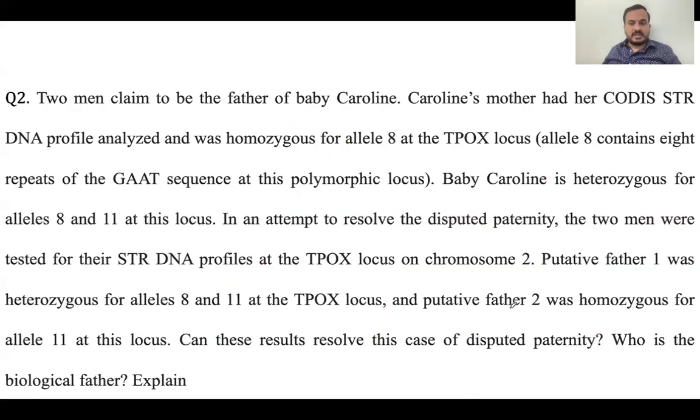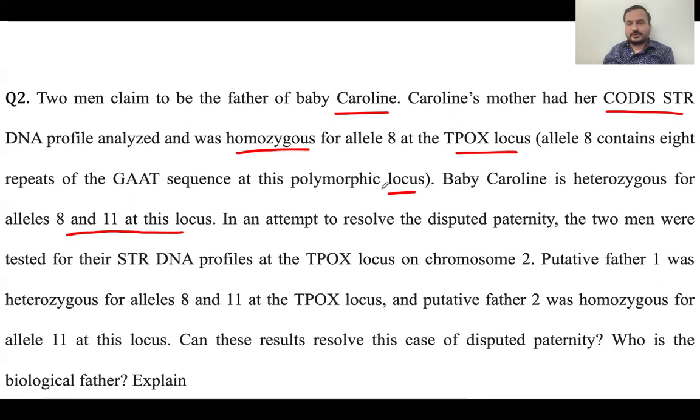Let's move to the second question. This is a case of a paternity test, a question from DNA forensics. Two men claimed to be the father of baby Caroline. Caroline's mother had her CODIS (Combined DNA Index System) STR, short tandem repeats, DNA profile analyzed and was homozygous for allele 8. That means both copies are the same at this particular locus, the TPOX locus, and allele 8 contains 8 repeats of the GAAT sequence at this polymorphic locus. Information given: baby Caroline is heterozygous for alleles 8 and 11 at this locus. So the mother is homozygous for allele 8, and baby Caroline is heterozygous for alleles 8 and 11.